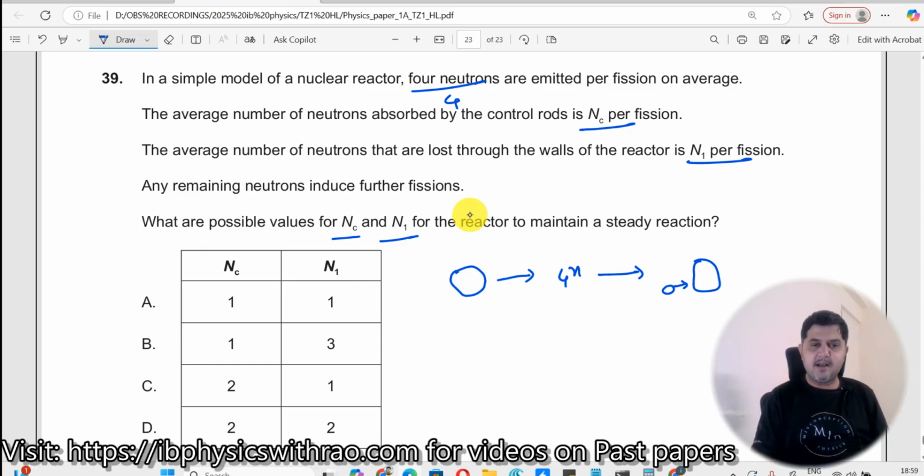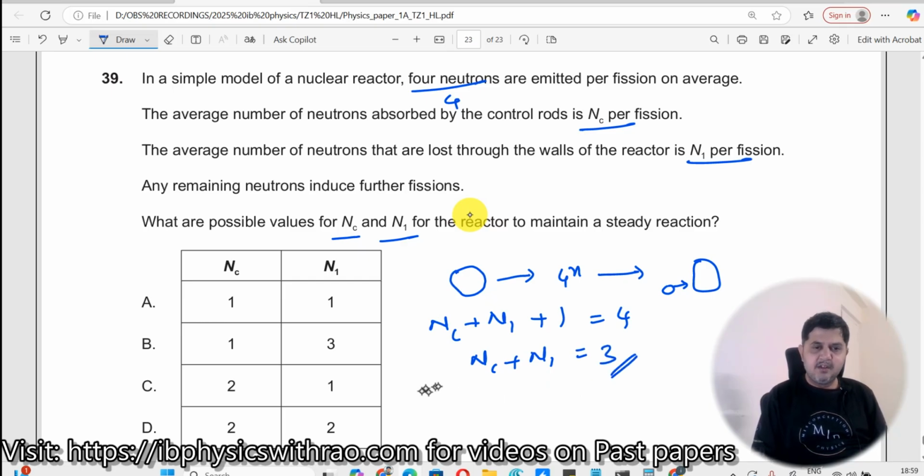So now I can say Nc plus N1 plus 1 should be equal to 4. What that means is that Nc neutrons per fission are getting absorbed, N1 are escaping through the walls, and one neutron should definitely be there. So Nc plus N1 should be equal to 3 over here.